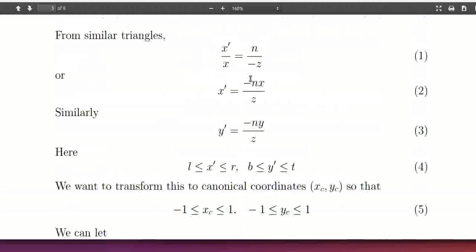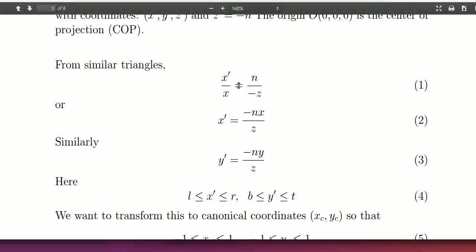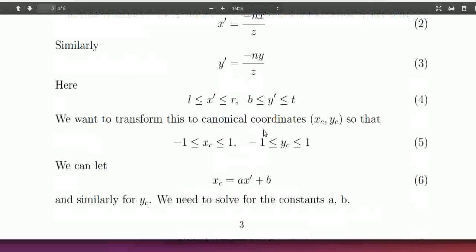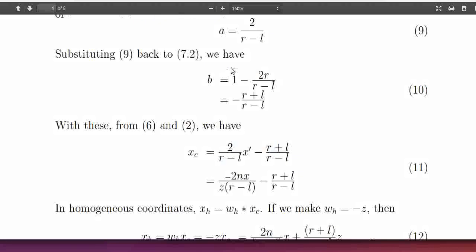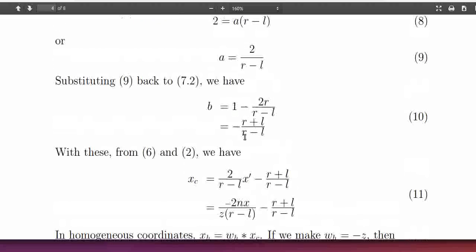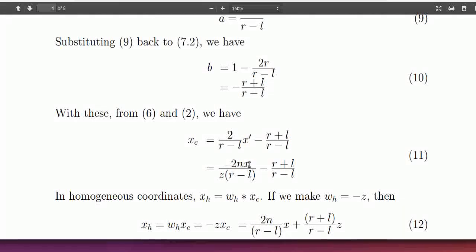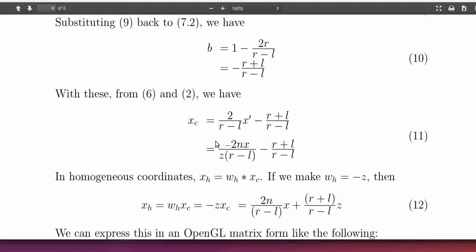Remember, X dash is equal to minus nX over C. So we get X equals, say, AX dash plus B, which is given by this and this. Then X dash is this minus nX over C. So we substitute that in, and we get this equation.